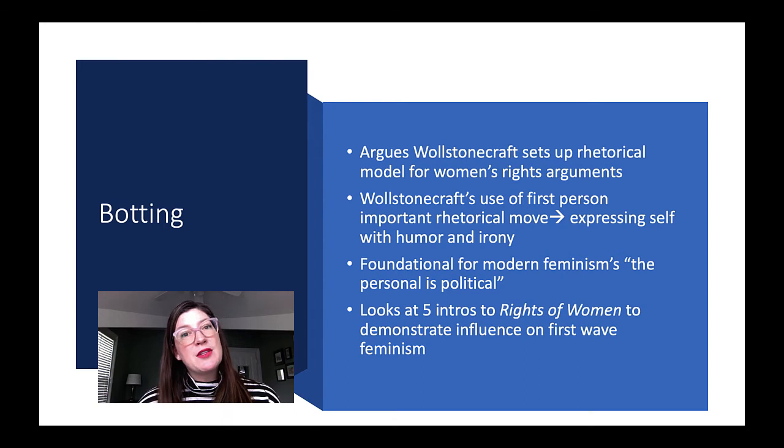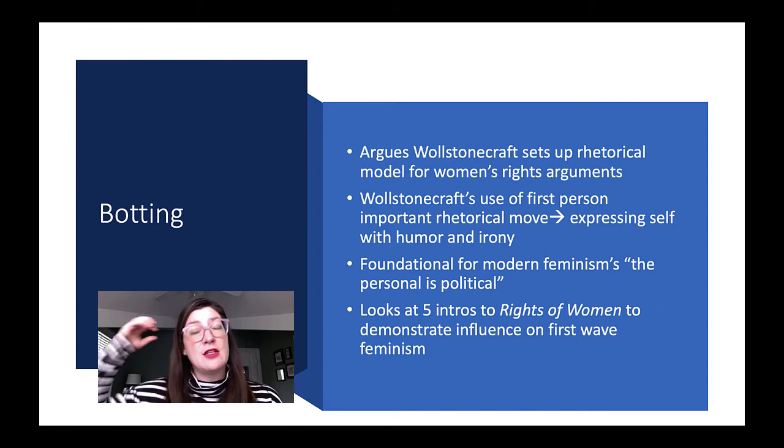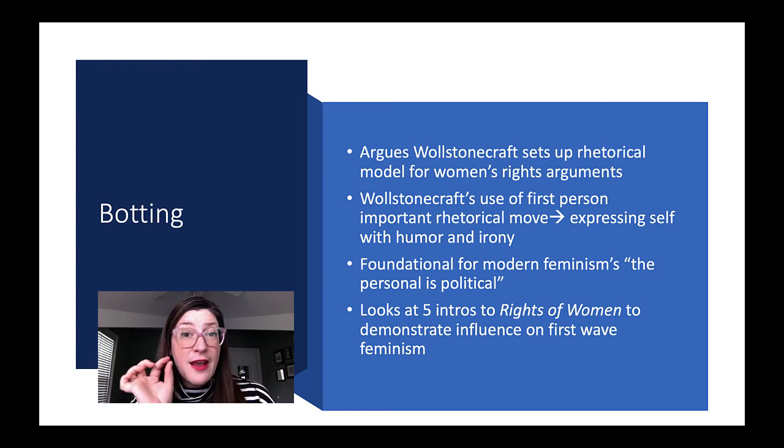She argues Wollstonecraft sets up this rhetorical model for women's rights arguments that come after her. Now, she's not trying to argue that Wollstonecraft is the most important proto-feminist writer. She's not even trying to say that she was the most prolific, because she wasn't. Her life was cut incredibly short. But some key rhetorical moves that Wollstonecraft uses become perpetuated, right? And so Botting's point here is that she's going to show how some key elements, especially Wollstonecraft's use of first person, is an incredibly important rhetorical move that becomes reiterated throughout at least the first wave of feminism.